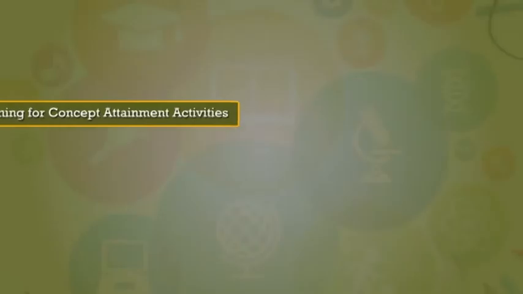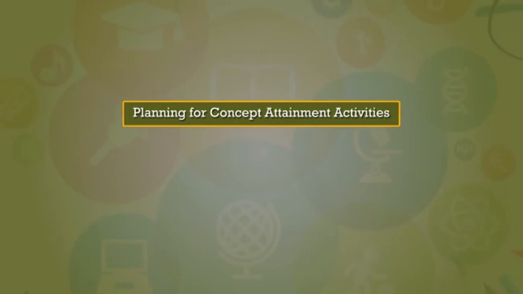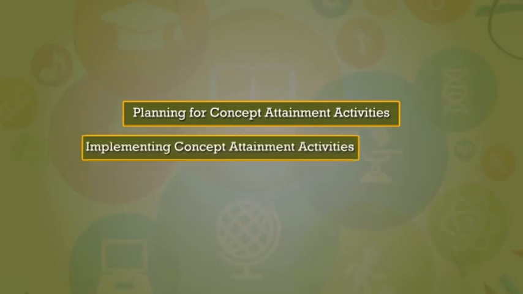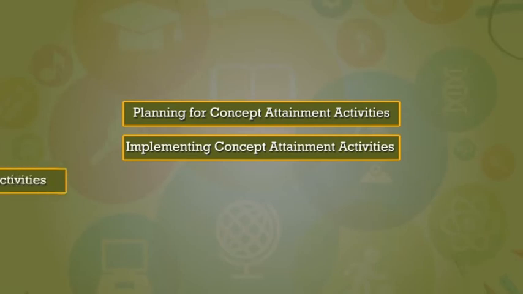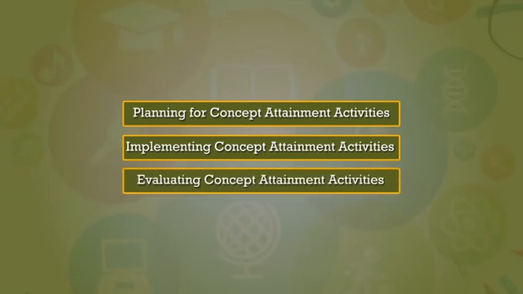Concept attainment model is an indirect instruction strategy that uses a structured inquiry process and design to teach concept and help students become more effective at learning concepts. Having selected CAM as a means of teaching a particular concept, the teacher will undertake these steps. They are: number 1, planning for concept attainment activities. Number 2, implementing concept attainment activities. And number 3, evaluating concept attainment activities.